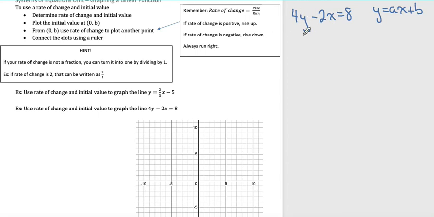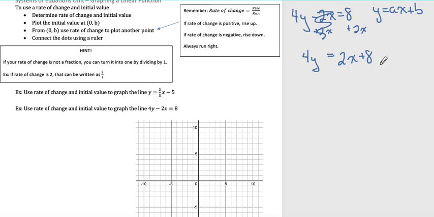We want y all by itself, so we have to do some algebra to get rid of other things. Remember, we get rid of our addition or subtraction first. So we need to get rid of this negative 2x, so we'll add 2x to both sides. We're left with 4y equals, these go away. We have x's and not x's, so we can't put them together, so we'll just write 2x plus 8.